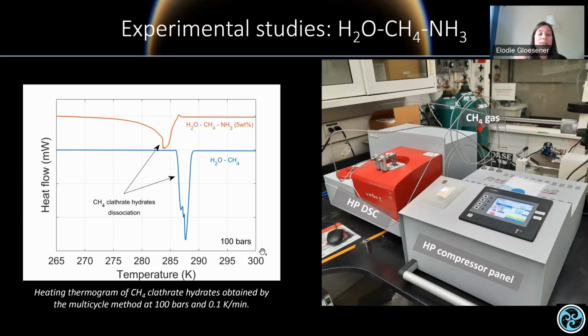When you look at the system with ammonia, you can see that the peak is broader than the endothermic peak without ammonia. So it indicates partial dissociation behavior, and also the liquidus temperature is a little bit colder, around 283 Kelvin. That also shows the partial dissociation. In the coming weeks, we will continue to acquire new data for the system with methane and with different concentrations of ammonia and different pressures.